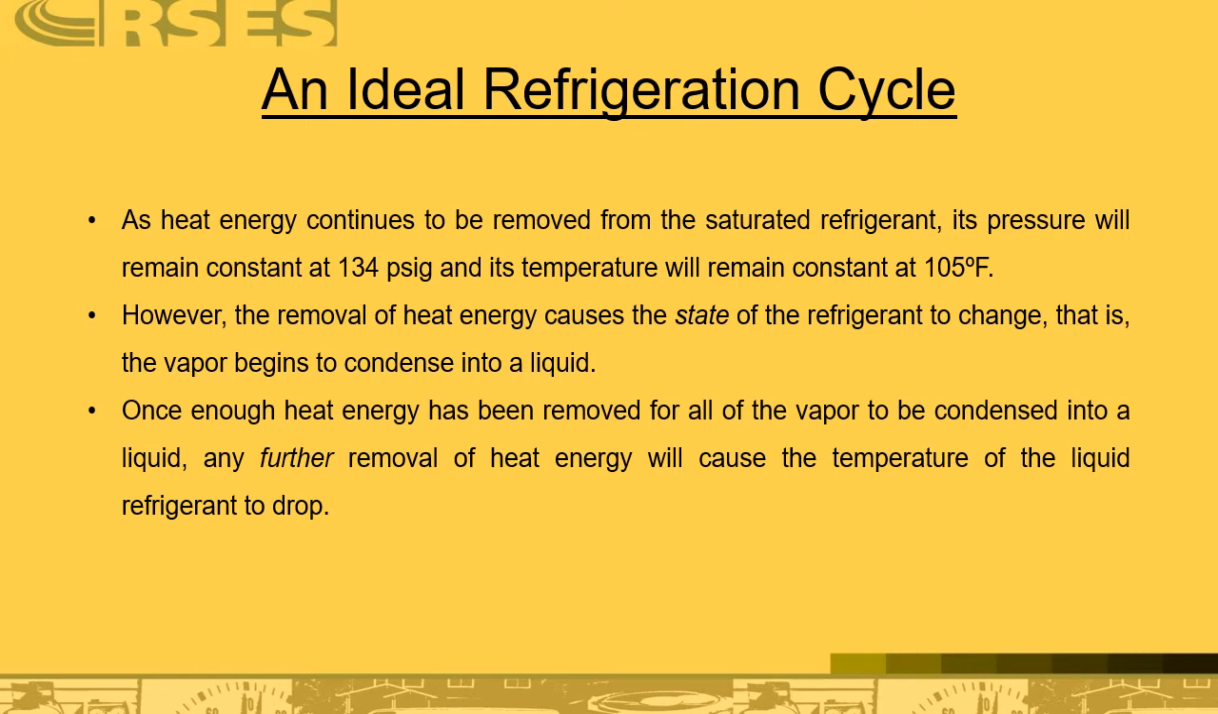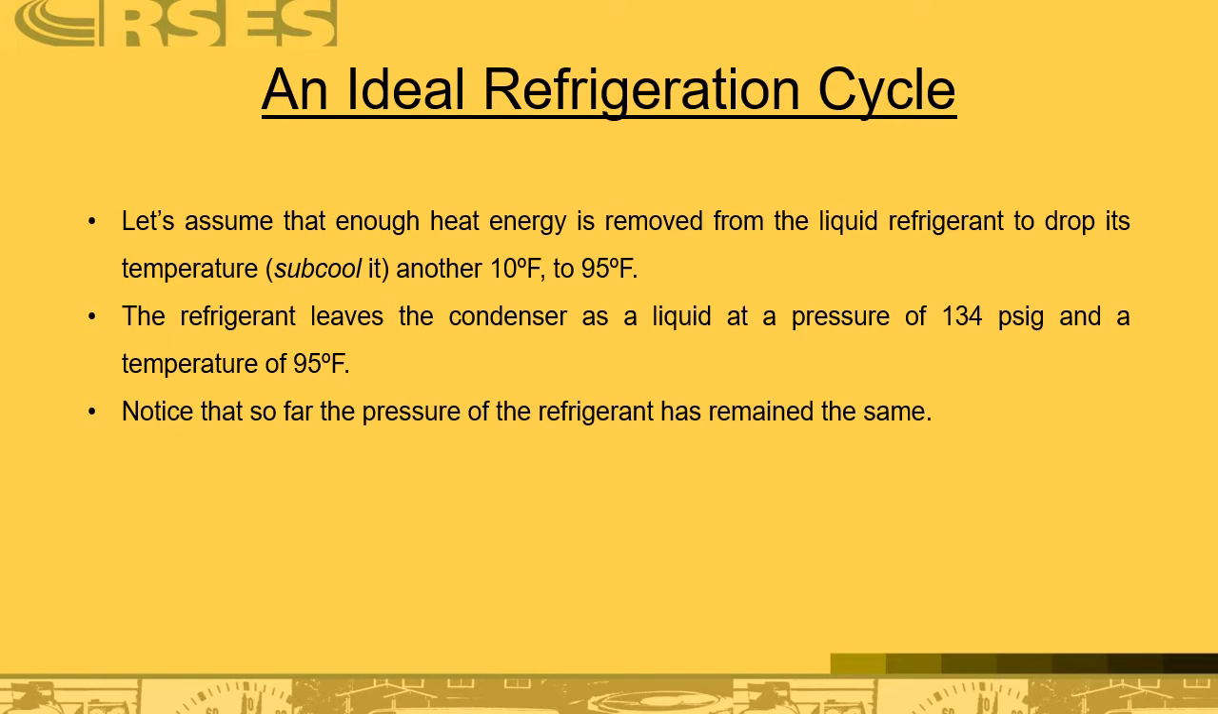As heat energy continues to be removed from the saturated refrigerant, its pressure will remain constant at 134 psig, and its temperature will remain constant at 105 degrees Fahrenheit. However, the removal of heat energy causes the state of the refrigerant to change. That is, the vapor begins to condense into a liquid. Once enough heat energy has been removed for all of the vapor to be condensed into liquid, any further removal of heat energy will cause the temperature of the liquid refrigerant to drop.